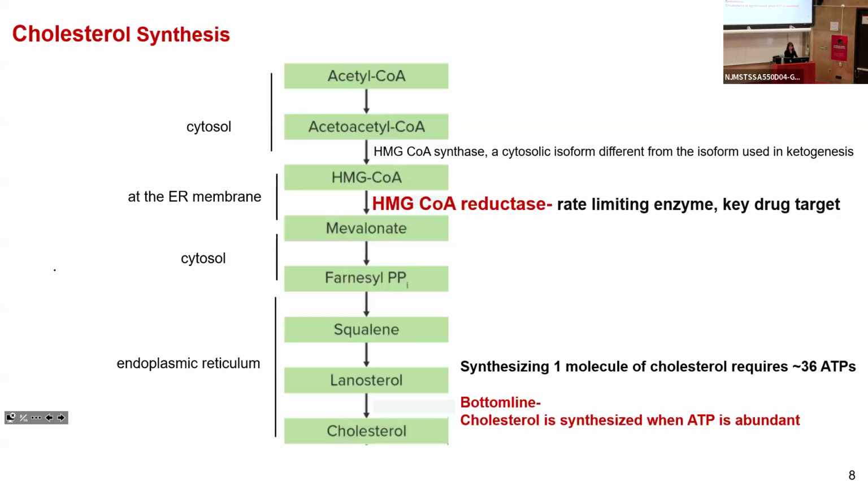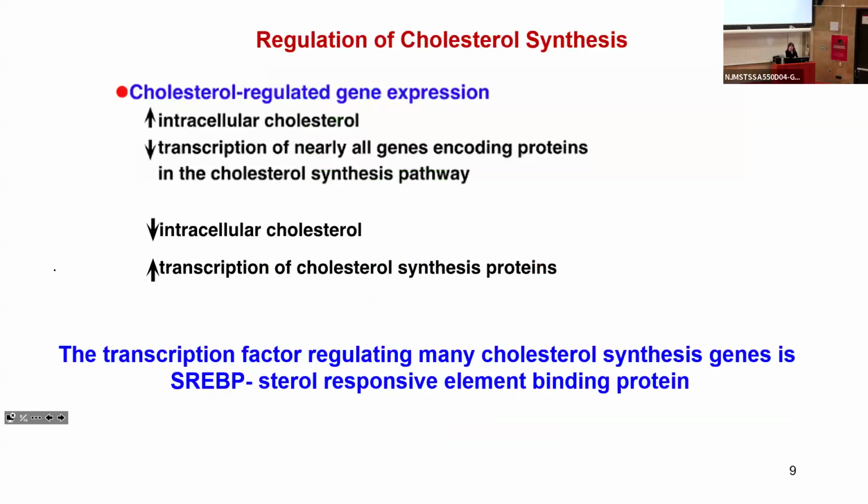Also, another important thing, the bottom line here, is cholesterol is synthesized when ATP is abundant. It's something like 34 molecules of ATP required to make 1 molecule of cholesterol. So even though we ingest food that has cholesterol, it's not a fuel. No, we're not getting any energy derived from the cholesterol. It costs a lot to make it. And so you only synthesize cholesterol when ATP is abundant. And so the cholesterol synthesis is regulated, and there are various ways in which that can be done.